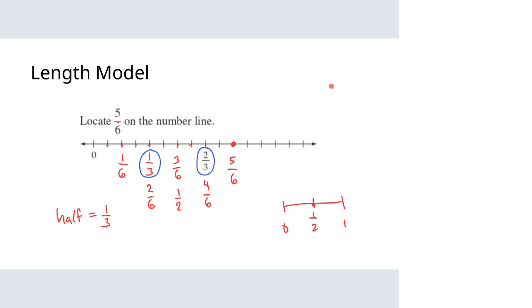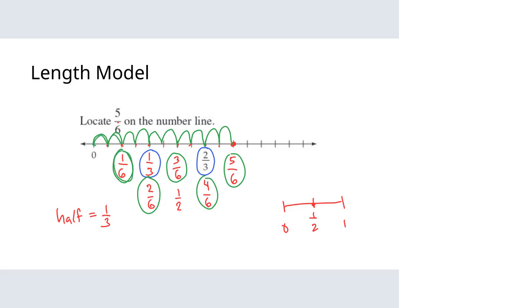Essentially, every time I go 2 spaces, that's 1/6. So 2 more spaces puts me at 2/6, and 2 more spaces puts me at 3/6. And 2 more spaces puts me at 4/6, and 2 more spaces puts me at 5/6. Got it? All right, that's awesome. Very good. So once we found out that 2 spaces was 1/6, we just counted 2 spaces as 1/6 every time along the way. Very good. I'm glad we fixed that up.